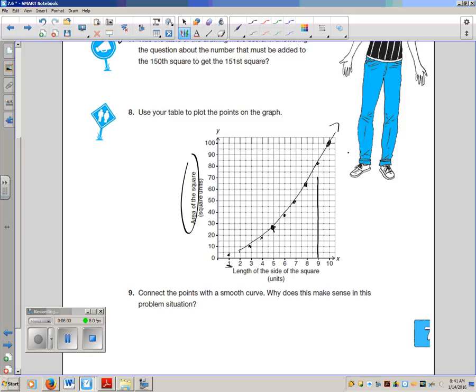Connect the points with a smooth curve. Why does this make sense? Can we have a square where it's 2.5 on the sides? You bet. That's why we connect the dots, because it's a continual curve.